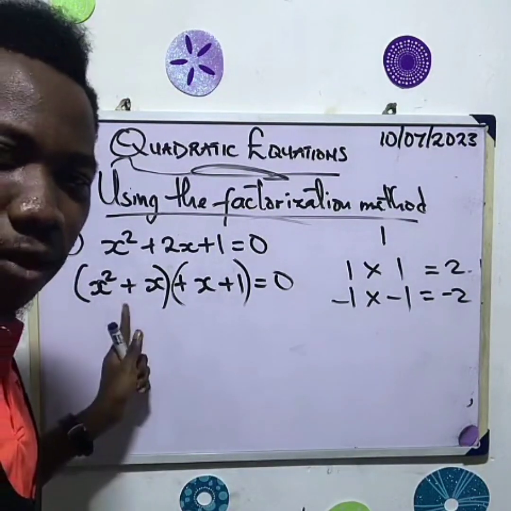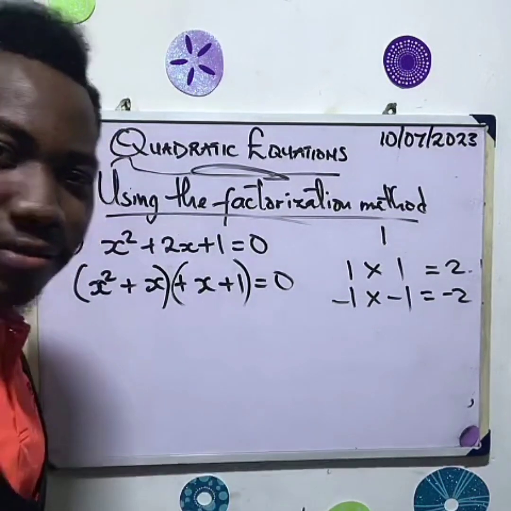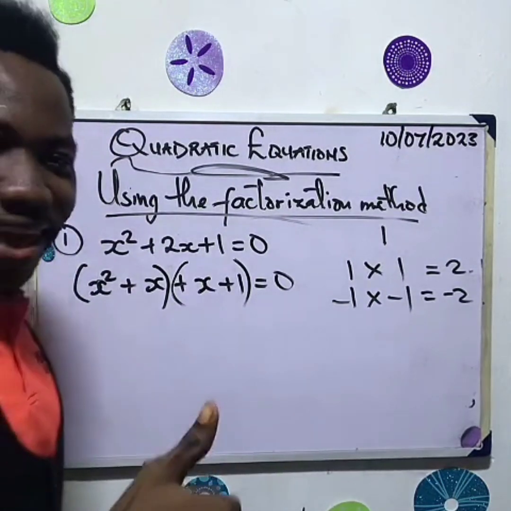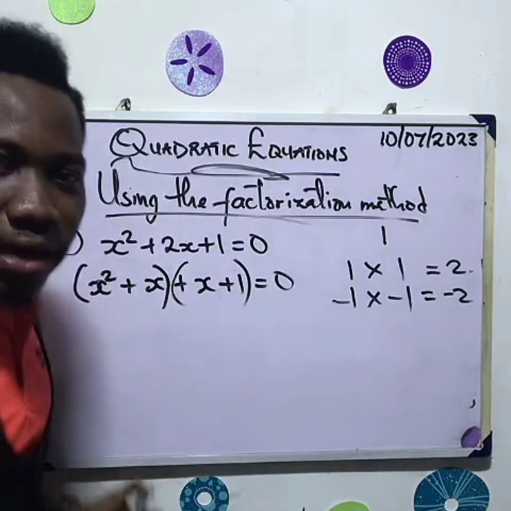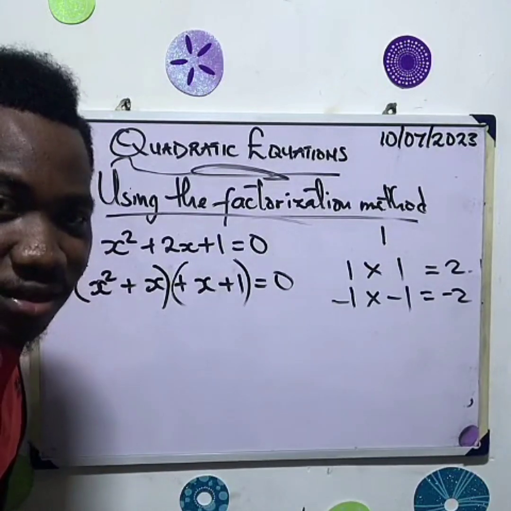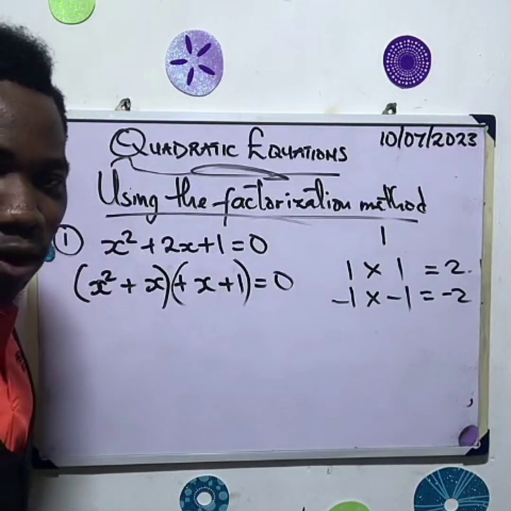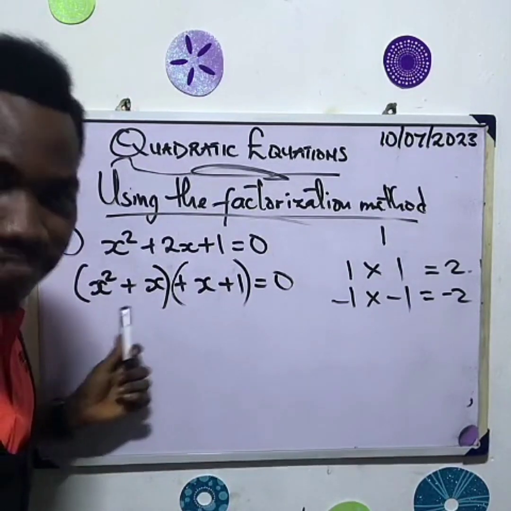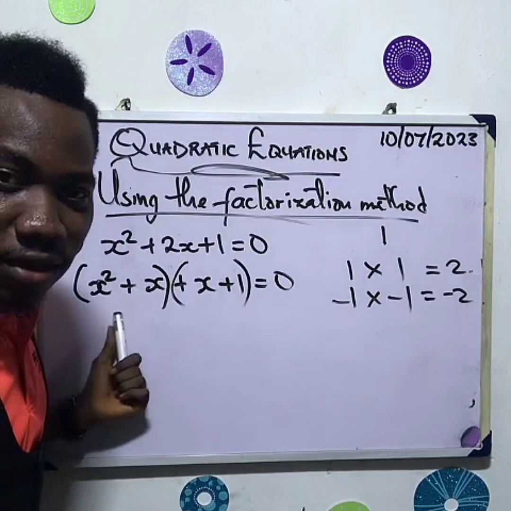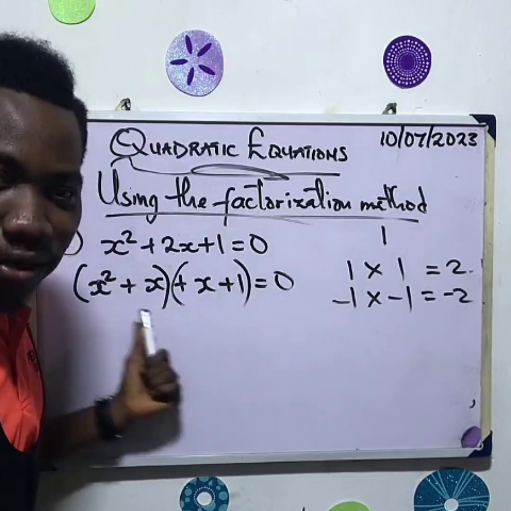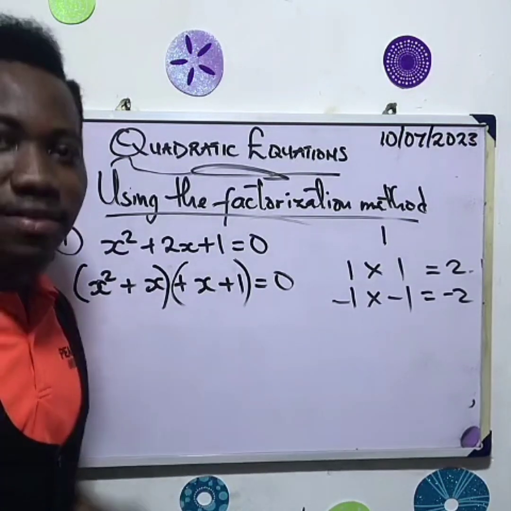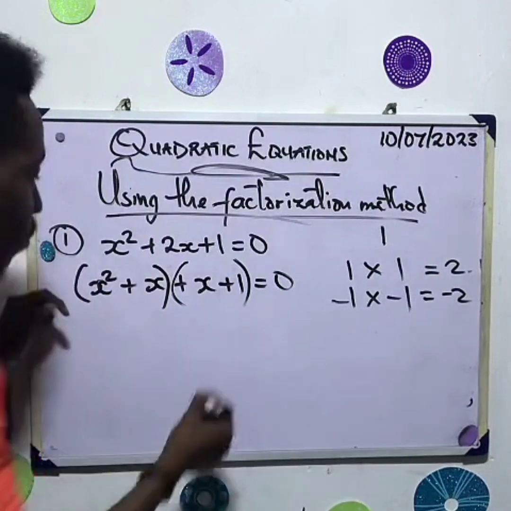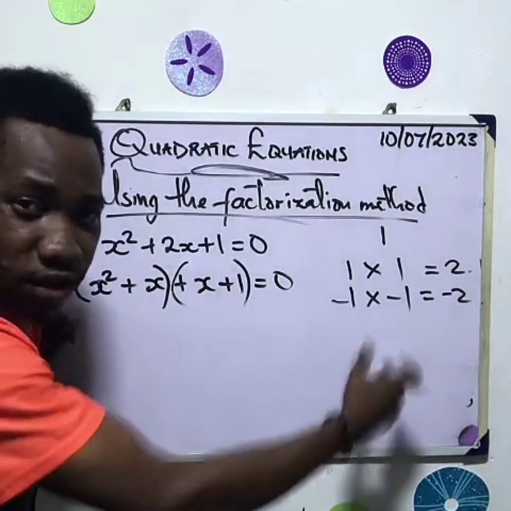What is the common factor of x squared and x? X. Okay, 1x, good, we are getting it. X, right? You can even check using the HCF.